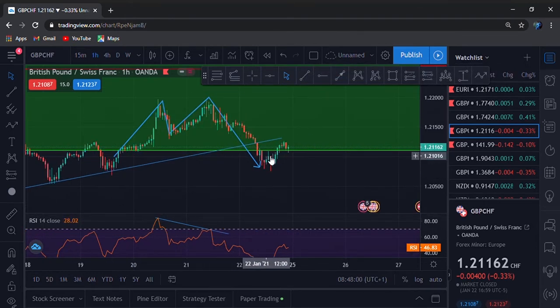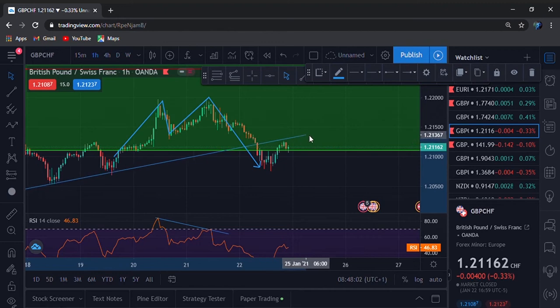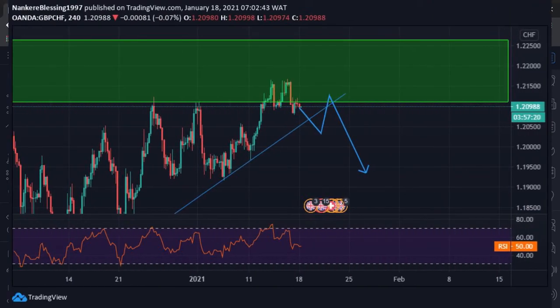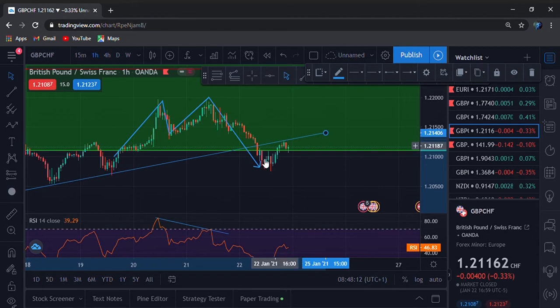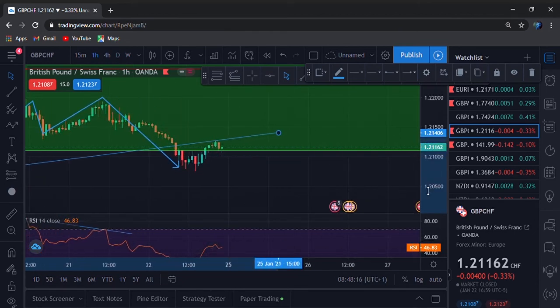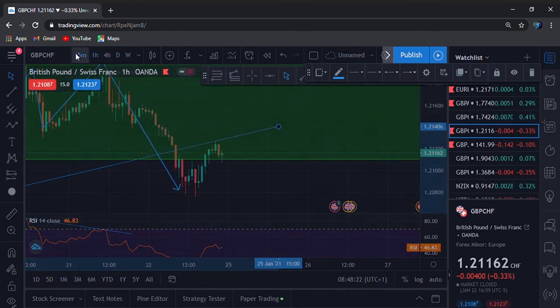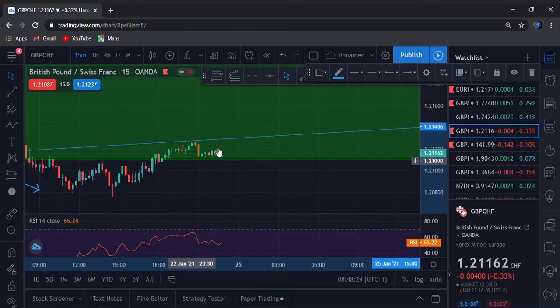Now in the group, I said price was going to break this trend line and retest. Don't worry, the picture was just sliding. As you can see, price is retesting, and a sweet candle pattern is already forming. So automatically, this is a trade I'll be looking at in the upcoming week. Let me just go into the 15 minutes time frame and see something. Okay, good. You can see this candle, very nice.